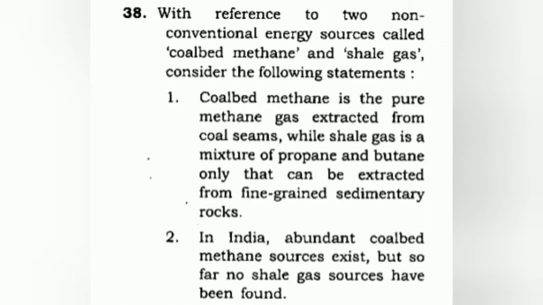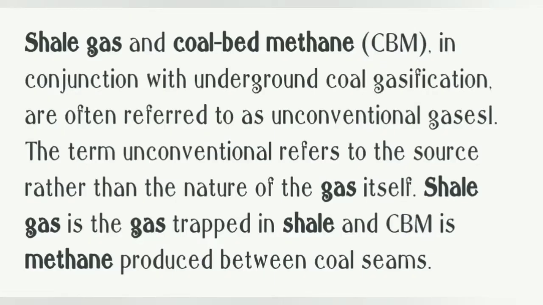And the second is, in India, coal bed is abundant but shale gas is not. So if you look at it, the shale gas is the gas trapped in shale, and coal bed methane is methane produced between coal seams. So the first option is incorrect because shale gas is the gas trapped in shale and nothing of the propane and the butane part comes in. So the first option again is incorrect.